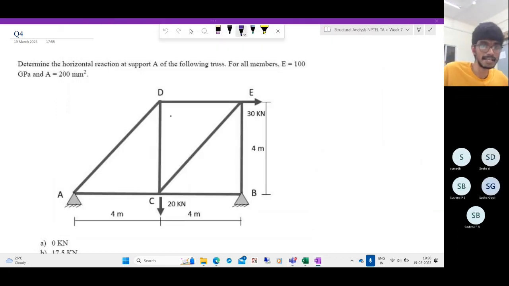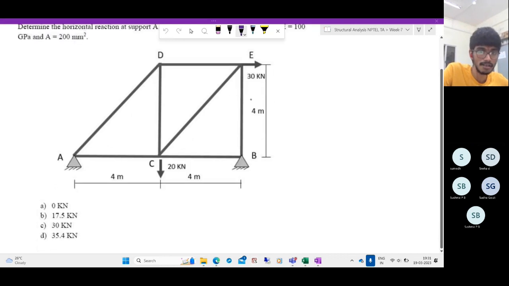Now determine the horizontal reaction at support A for the following truss. For all the members, E and A are constant as usual. So again, let us determine the degree of static indeterminacy. Internally, you can easily see it is a determinate structure, right?